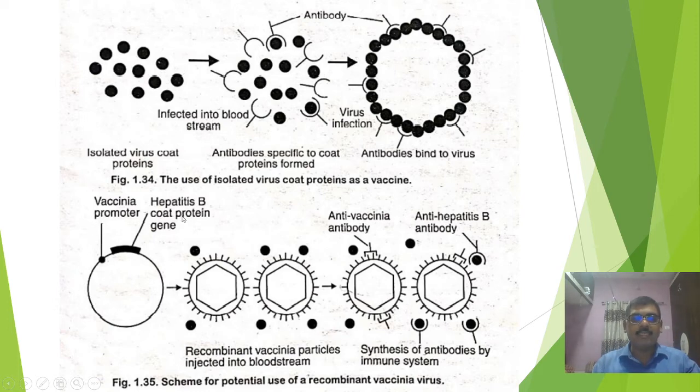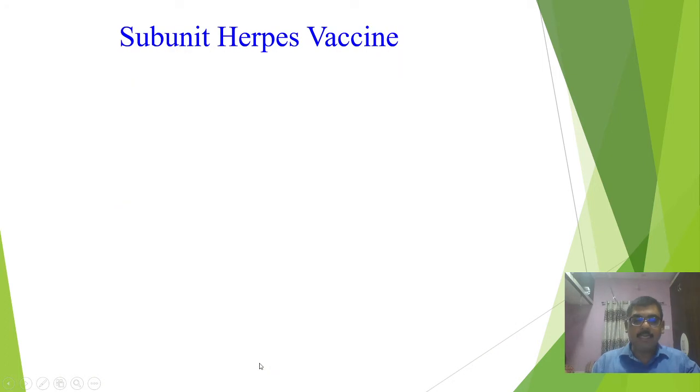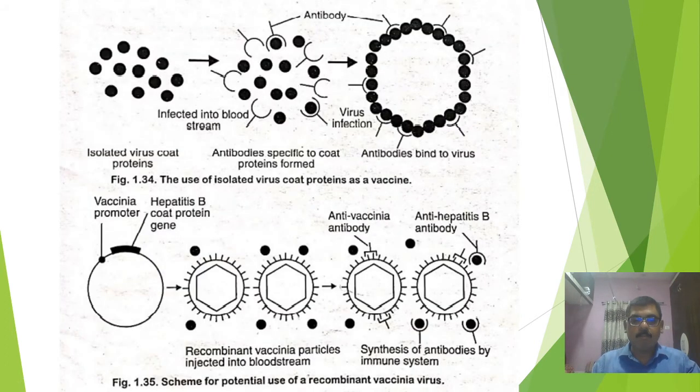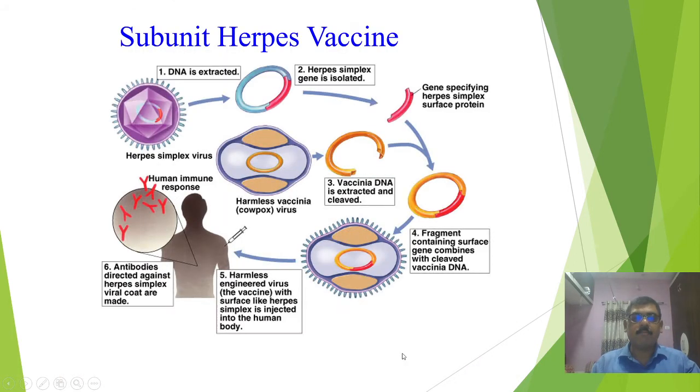So this is how you are adding the vaccinia promoter and the hepatitis B coat protein gene that you have incorporated, and next the recombinant vaccinia particles are injected into the bloodstream. This virus is harmless, but anti-vaccinia antibody will be produced, and anti-hepatitis B antibody will also be produced. So the synthesis of antibodies by the immune system will occur.